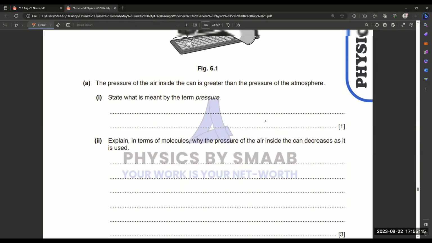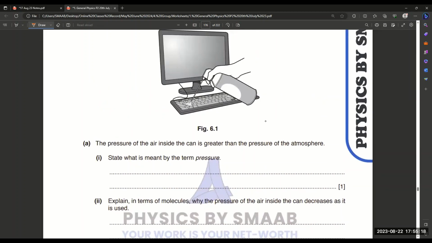When we just press the button and the air inside the can, or the spray inside the can, is coming out, you can see initially the number of molecules is greater, right? And when we spray on the keyboard, we now have fewer molecules compared to the previous one. Clear? So the very first thing is, can you now write down the definition of pressure? That is simple.